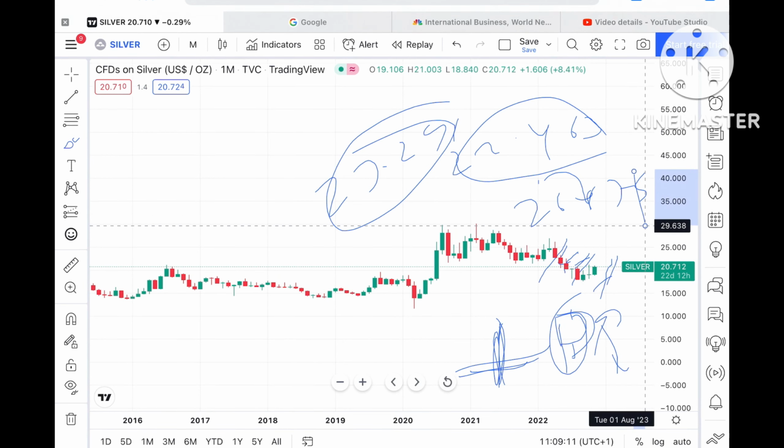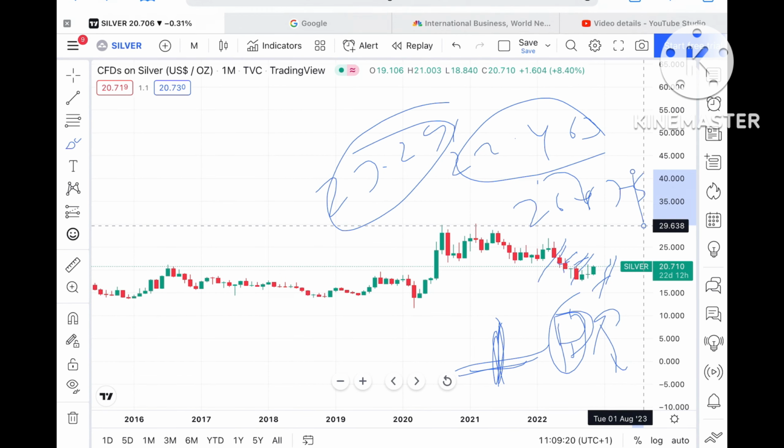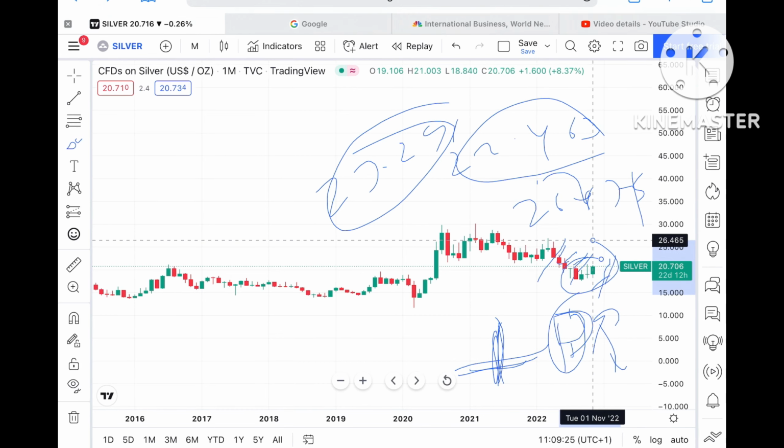$26.87. Okay, so probability of going further upside is on the high side, and once it starts moving upside, there is a probability of going further high, because all these resistances are weak resistance, so chances are high that it can move further upside once it breaks this particular zone.